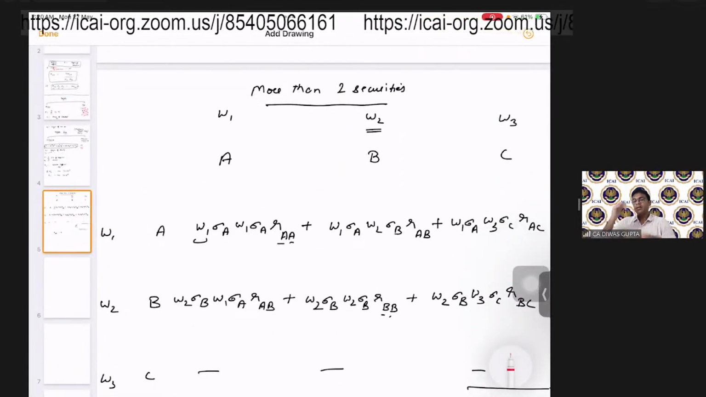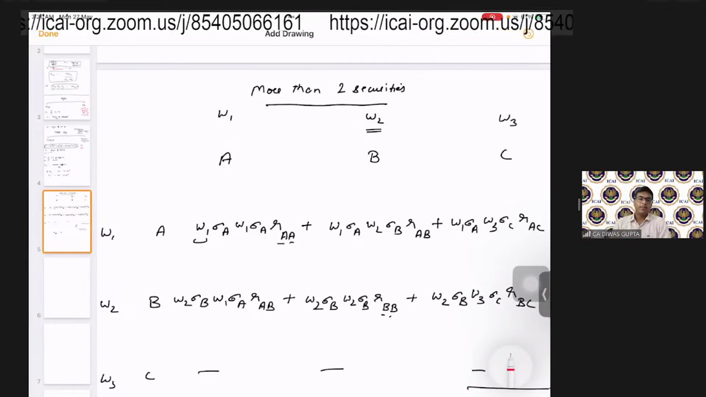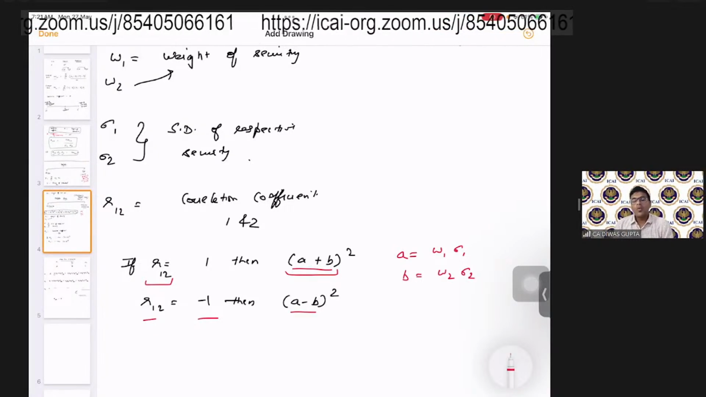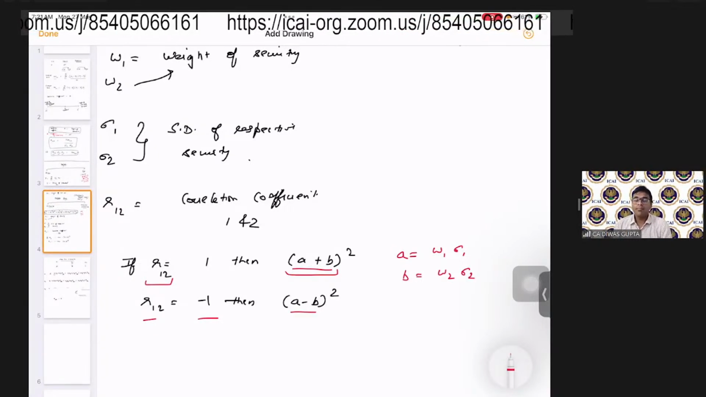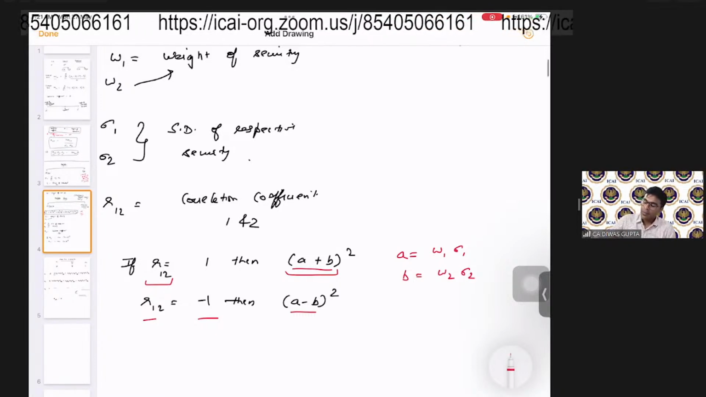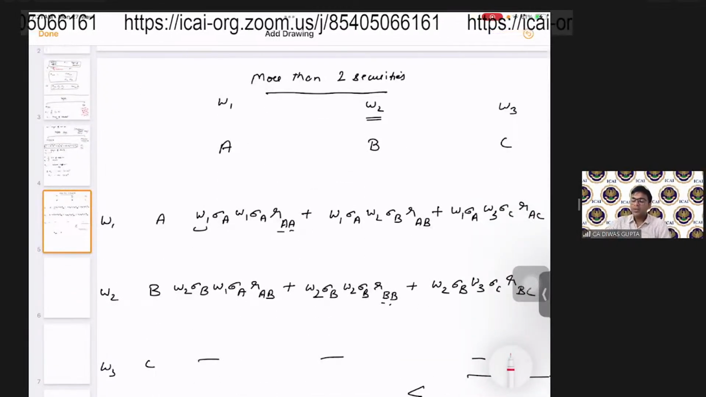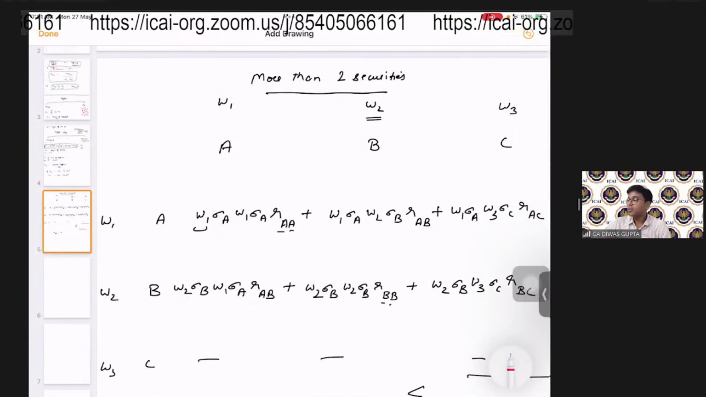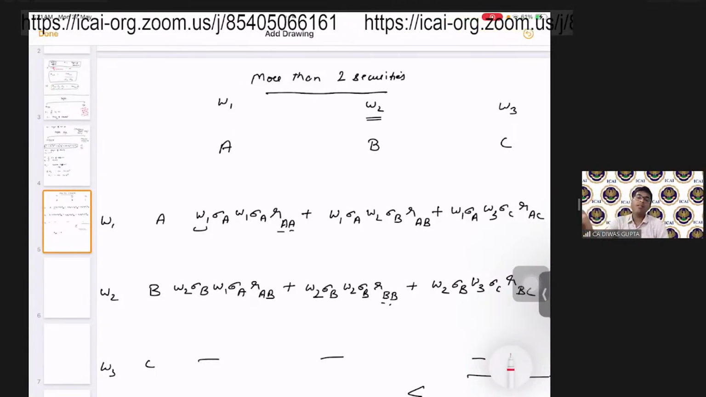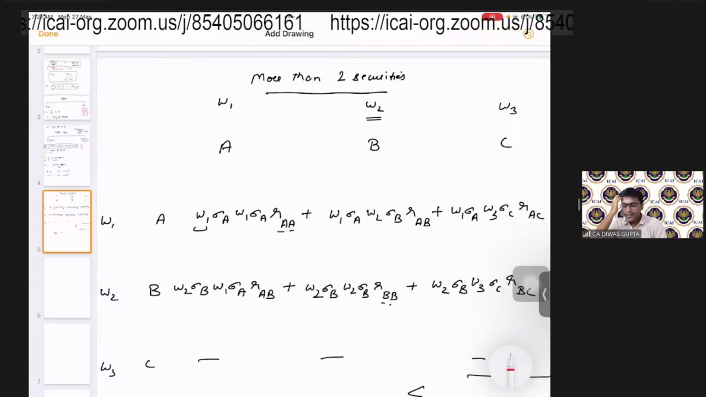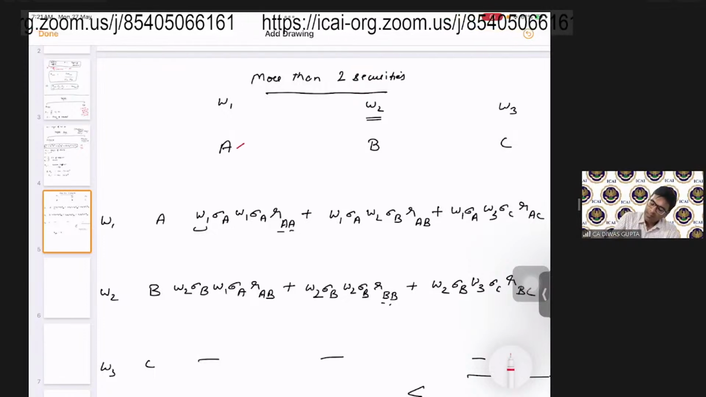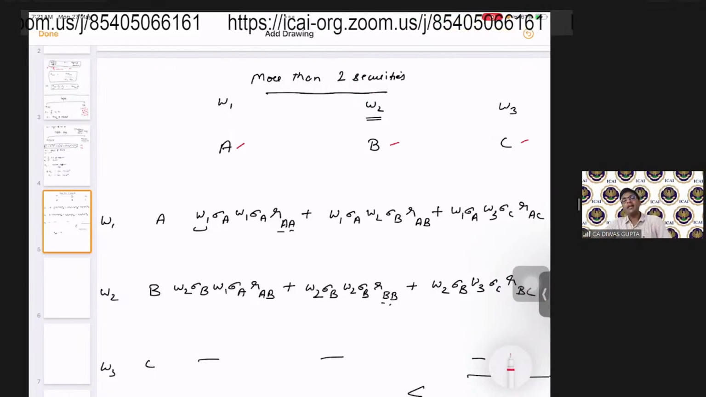Then we will move to the third part, which is more than two securities. Portfolio risk, as per Markowitz portfolio theory, can be computed using these simple formulas for a two security portfolio. Now let's come to more than two securities portfolio. Let's take an example of three, because the same matrix can be used for more than three as well. We have taken three securities, A, B, and C. The respective weights are weight 1, weight 2, and weight 3.